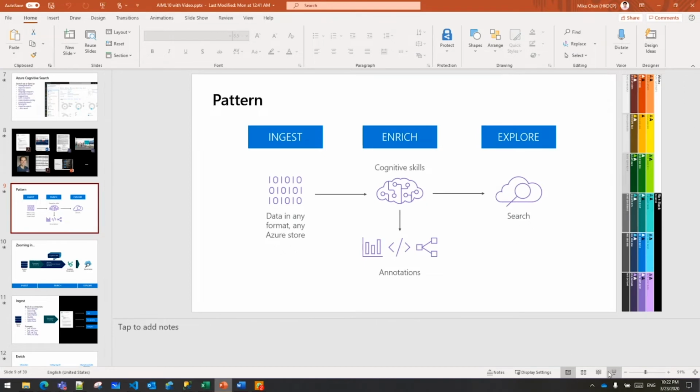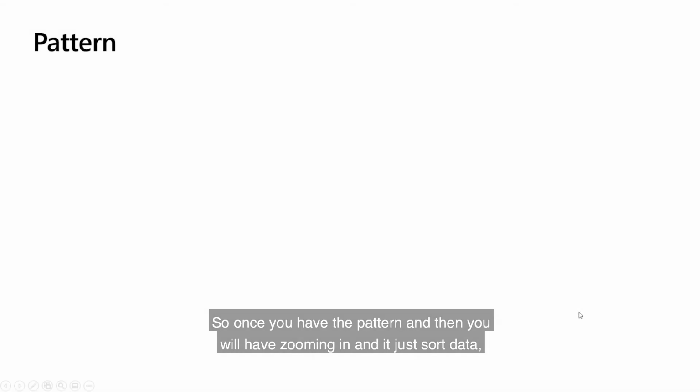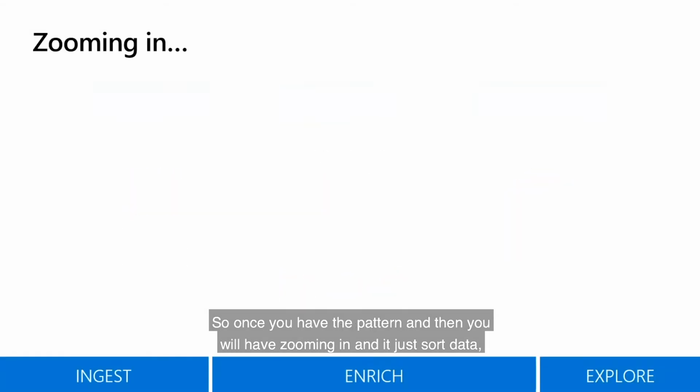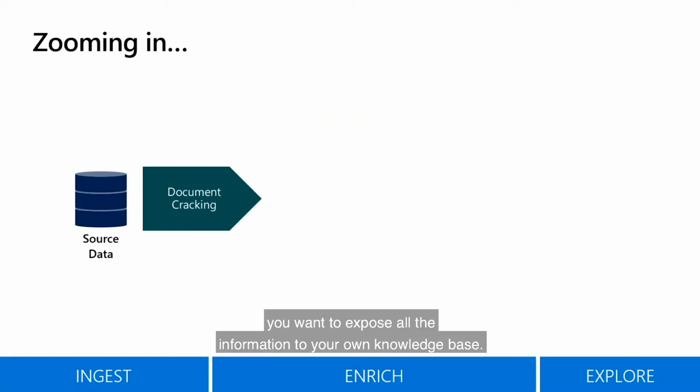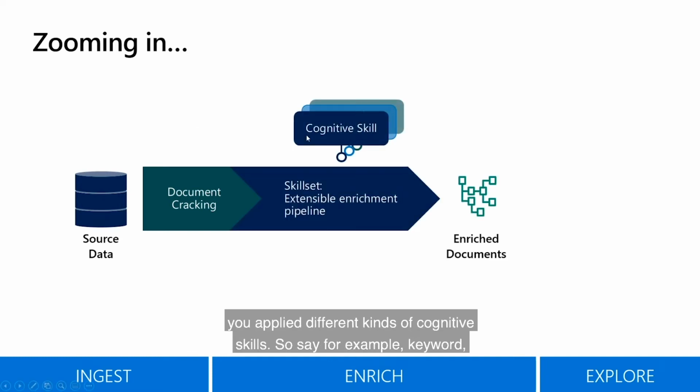Once you have the pattern and you zoom in, it's just source data: you crack the document, you make sense of it, and you expose all the information to your own knowledge base. So that's how it goes. And then you will enrich it. You apply different kinds of connective skills, for example keyword extraction, and facial detection is one of them. And then you can merge the text as well.